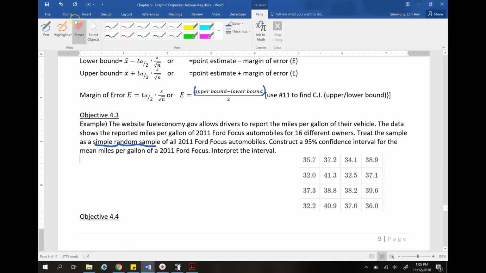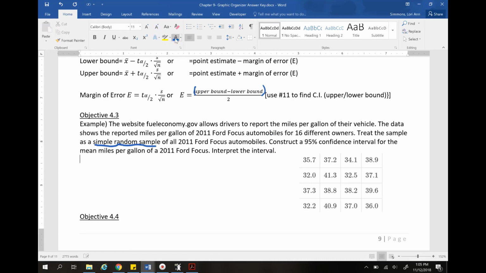So let's type that up in here. We are 95% confident that the mean miles per gallon of all 2011 Ford Focus cars is between 35.25 and 38.35 miles per gallon.